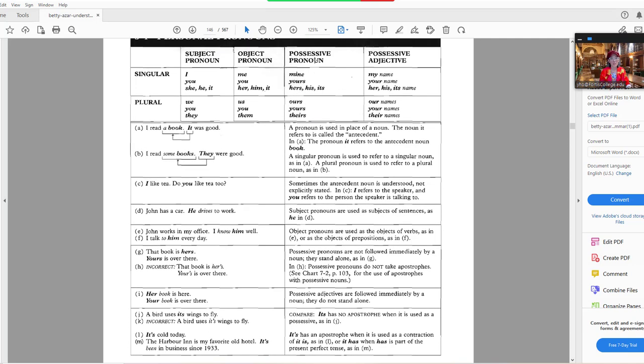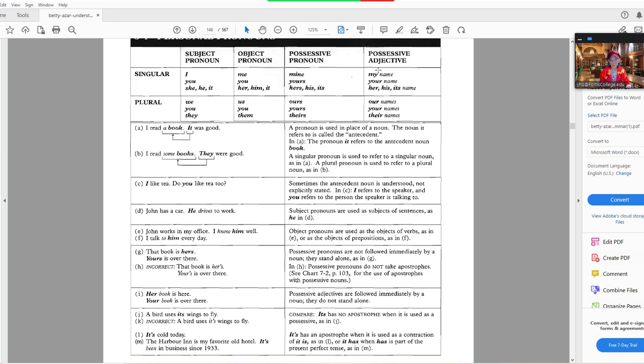So if you have a possessive pronoun, mine, yours, hers, his, its, ours, yours, theirs, that can stand alone. This book is mine. This book is yours. This book is hers. This book is his. This book is ours. This book is yours. This book is theirs. So when you have a possessive pronoun, it can stand alone.